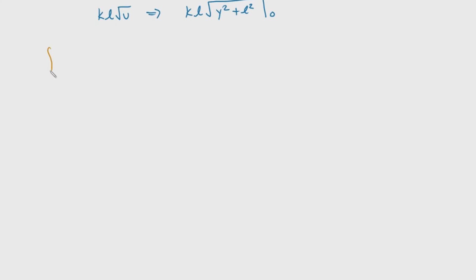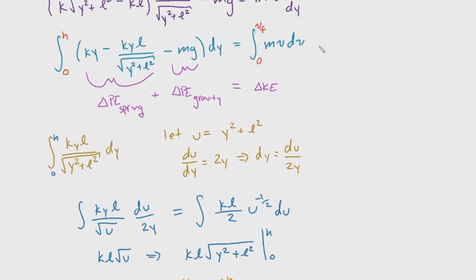So we're going to see the integral from 0 to h of ky dy, minus kl square root of y squared plus L squared from 0 to h, minus the integral from 0 to h of mg dy, and this equals the final kinetic energy, which is just that. Again, that comes from this equation right here. So I just separated the integrals from ky and mg and this part right there, which we solved already by this part of the problem.